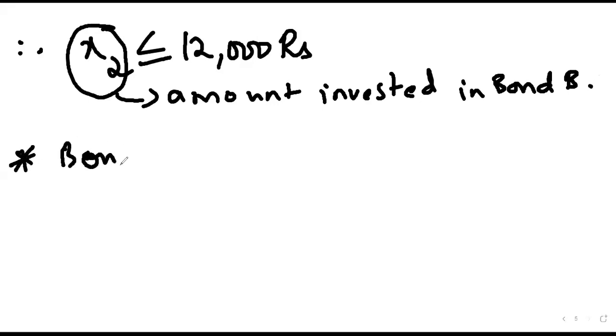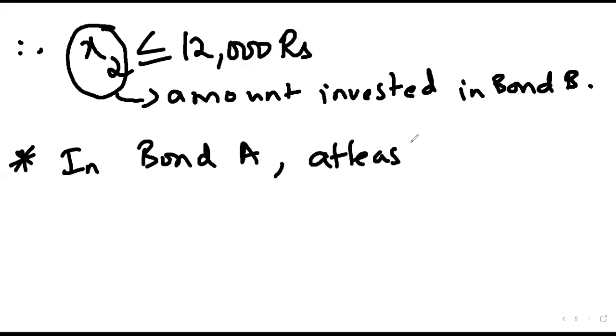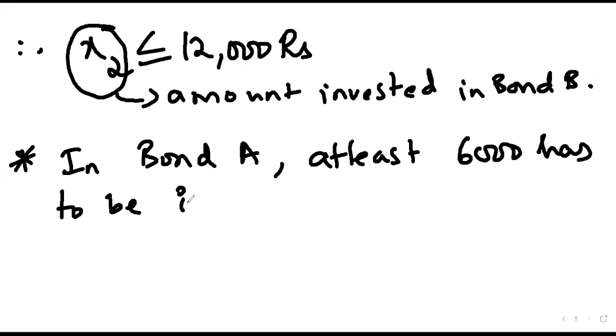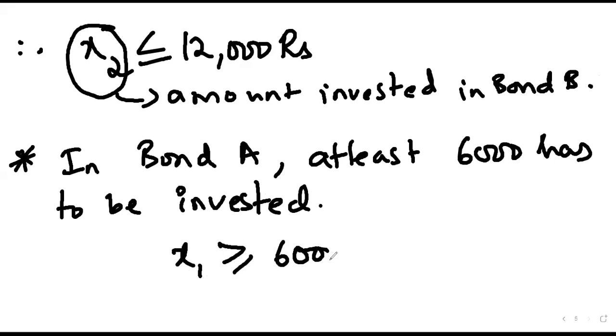Similarly, in bond A, at least 6,000 rupees has to be invested. So what would be the equation here? Anyone? X1 is greater than or equal to 6,000. Correct. X1 is greater than or equal to 6,000 rupees. So we can call this the second equation. We can call this equation 3.